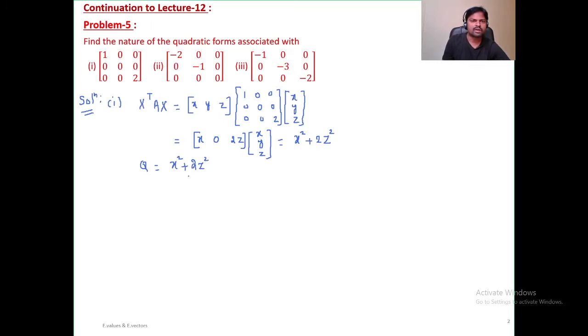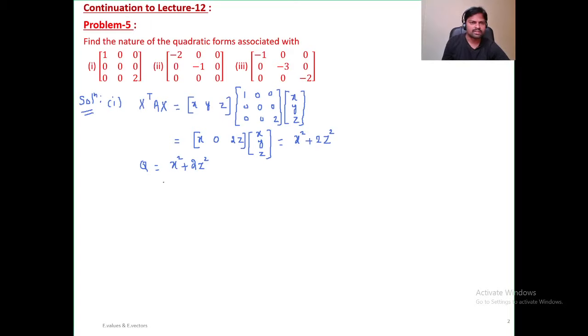So this one you can directly write as x square plus twice z square, because look, only diagonal entries are present. Remaining all other entries are zeros in this matrix. So this is A11. A11 is nothing but x1 into x1, x1 square, or simply x into x, x square, coefficient 1. Look, the x square coefficient is 1. Similarly, the y square coefficient is 0 and the z square coefficient is 2.